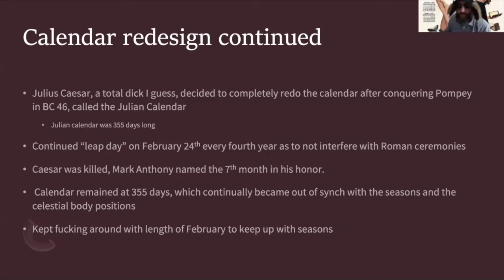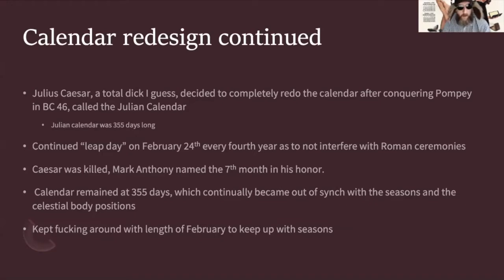So Julius Caesar came along. I guess he was kind of a dick, but he decided to completely redo the calendar, which I'm not against actually. After he conquered Pompeii in 46 BC, he called it the Julian calendar, and that calendar only had 355 days. And he continued the leap day in February. At this time it was February 24th, because every fourth year the Romans had a ceremony celebrating the leap day, so he didn't want to mess around with that.